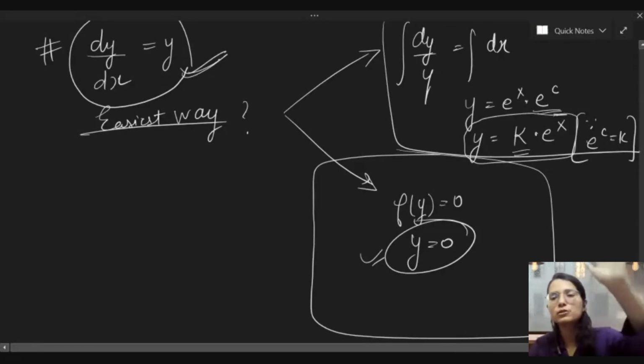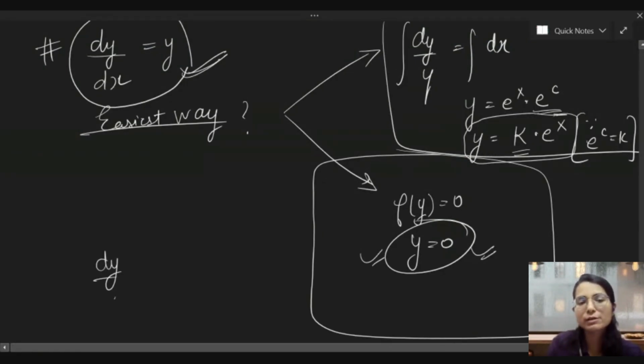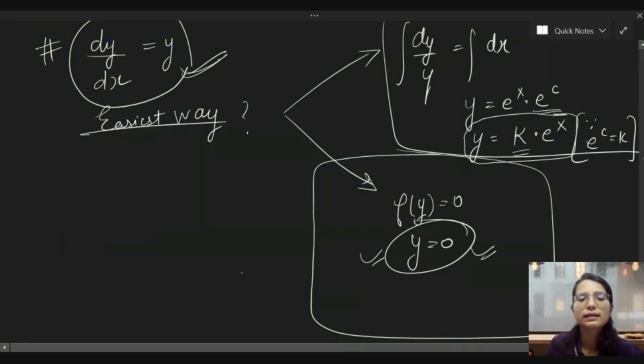I know that the upper solution, e to the power x, satisfies it. But does this one satisfy the equation? Let me just try and put it in. When y is equal to 0, its derivative is also equal to 0. So dy by dx will also be equal to 0, and y is itself 0. So 0 equals 0. It satisfies the equation. That means y equal to 0 is also a solution of this equation.